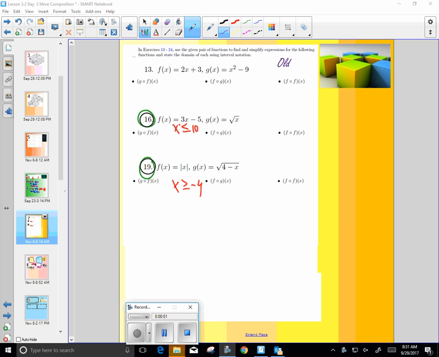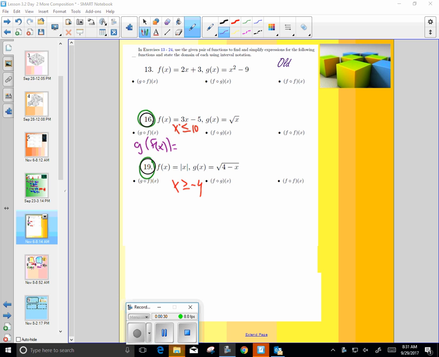Today what I want to do is just go over two problems where you're finding the domain of the composition. So in other words, f of g of x, we're finding the domain. We're going to start with number 16. In number 16, what you're going to do is see what g of f of x is. So we're going to find it first, g of f of x.